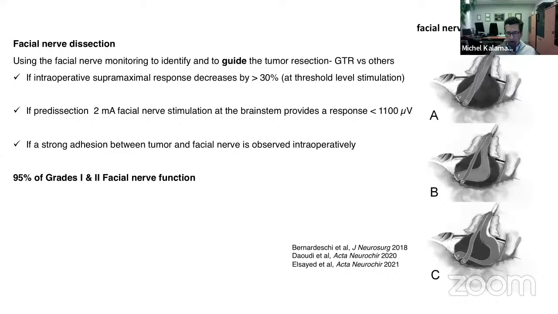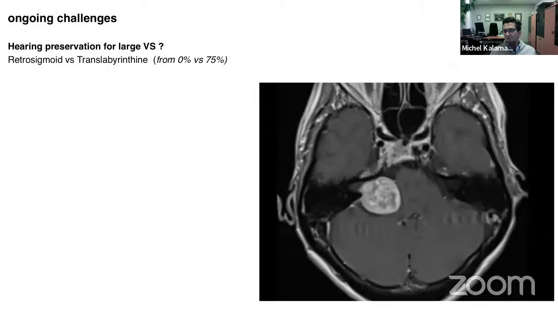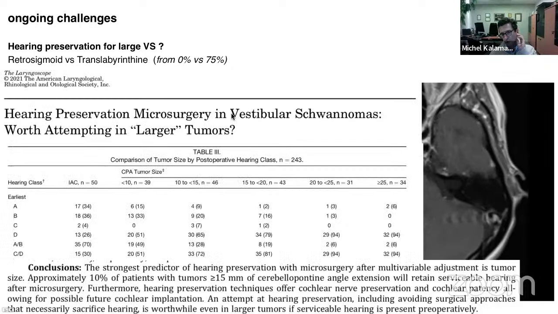The challenge: hearing preservation for large vestibular schwannoma. I started vestibular schwannoma surgery 25 years ago. Now I've done more than 1,500 tumors, but at the beginning, every large schwannoma was removed by a translabyrinthine approach. And with Olivier Sterkers, a few years ago, we changed our mind because we observed that it was okay for the facial nerve, even through a retrosigmoid approach. And we decided to try to preserve hearing in large vestibular schwannoma.